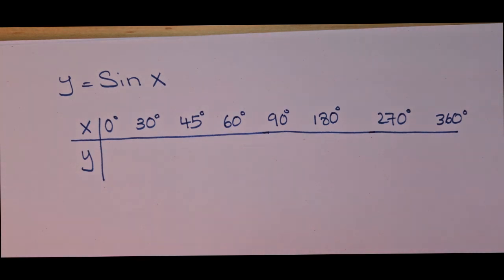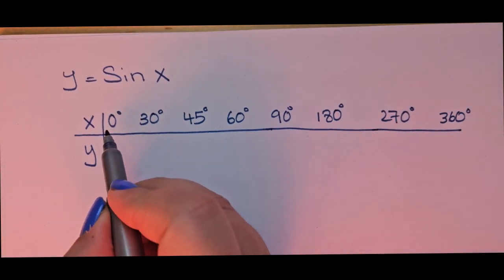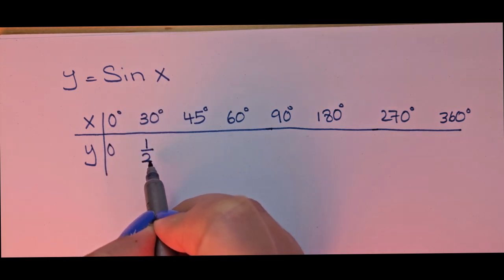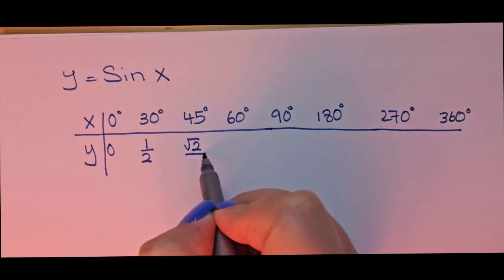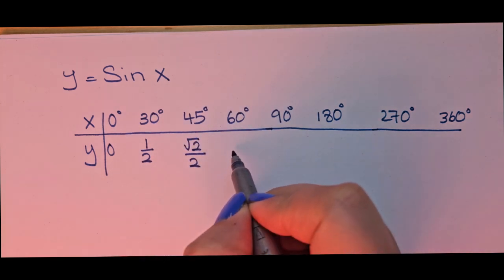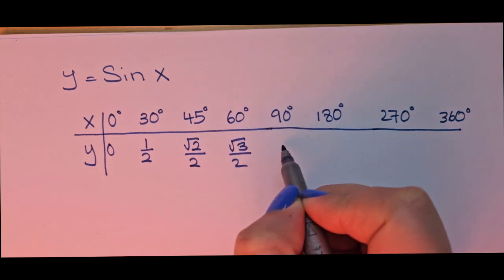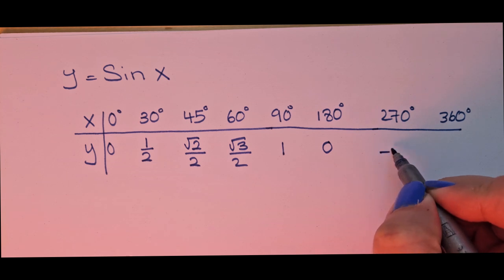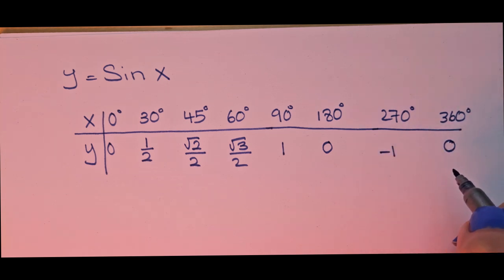So now use your calculator, put it in degree mode, and then calculate with me the values. So sine of 0 in degree is 0. Sine of 30 is 1 over 2. Sine of 45 is square root of 2 over 2. Here, square root of 3 over 2. Here, it's 1. And now, calculate sine of 180. Yes, you're correct. It's 0. Now, calculate 270. It is minus 1. And here again, it's 0.